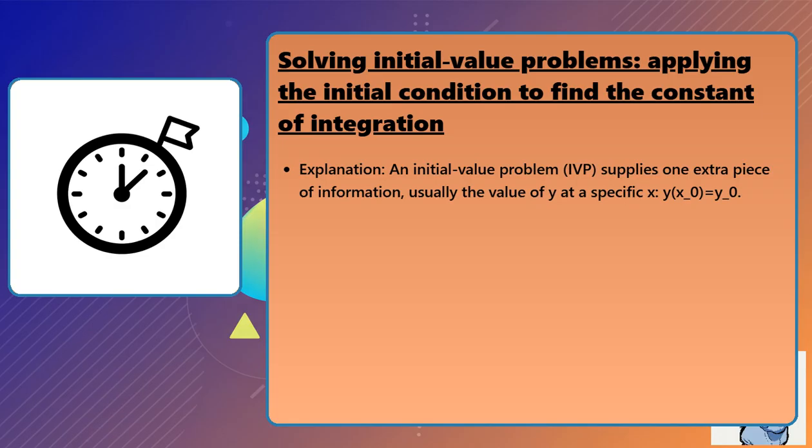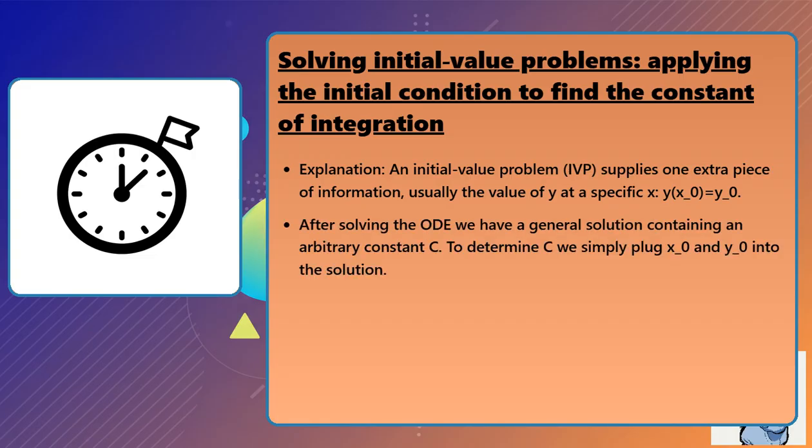Explanation: an initial value problem, IVP, supplies one extra piece of information, usually the value of y at a specific x. y of x0 equals y0. After solving the ordinary differential equation, we have a general solution containing an arbitrary constant c. To determine c, we simply plug x0 and y0 into the solution.